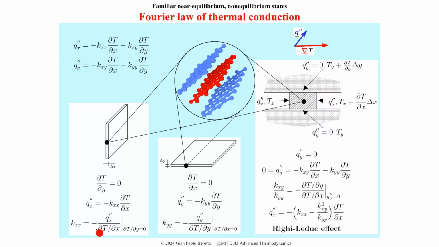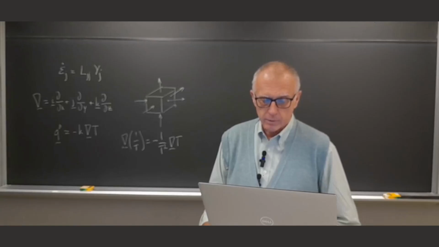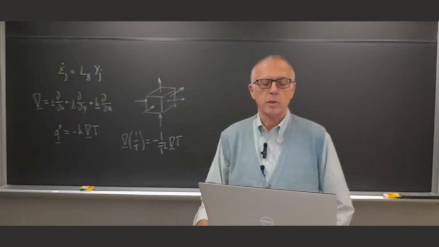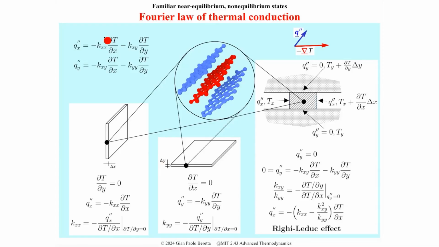That must be positive because this tensor is an Onsager matrix, so it is to be positive semi-definite. Do the same for the y direction, and you measure k double y.